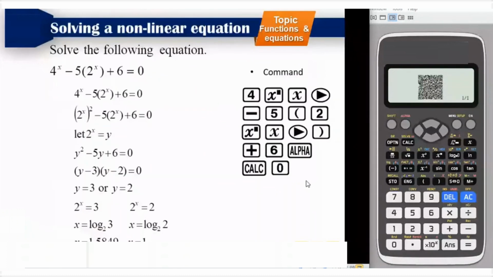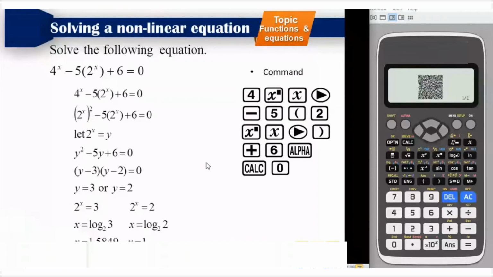This is another equation, and if you realize, this particular equation is 4 power x minus 5 times 2 power x plus 6 is equal to 0. Now this is an equation which has a power, and I have done the manual solution for you, and if you note, it has a lengthy manual solution involved. It is involving power functions, and it is also involving logarithms, and hence it's a lengthy task to solve.